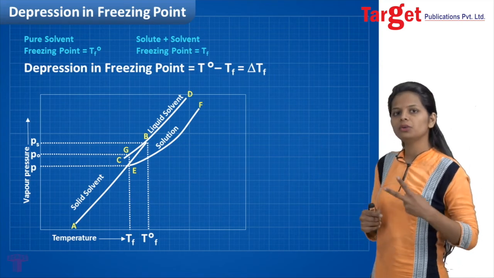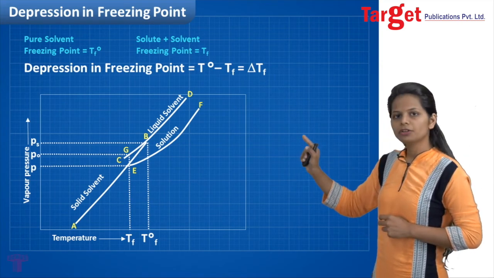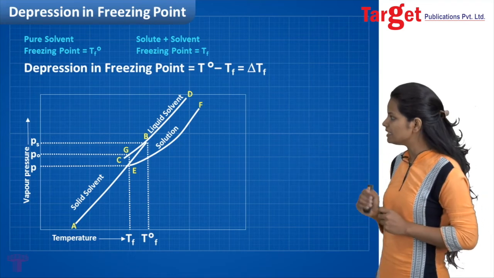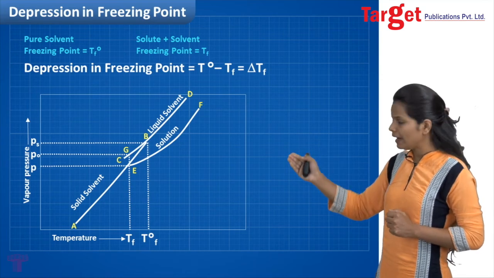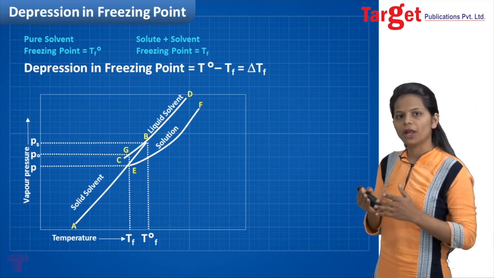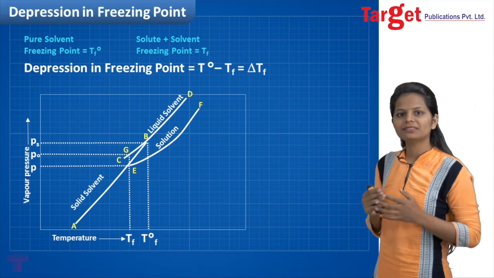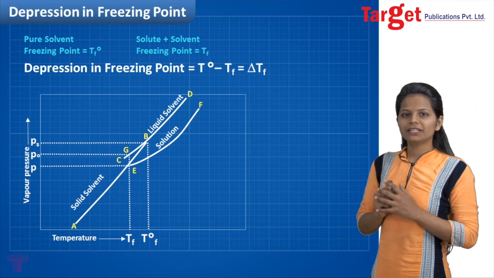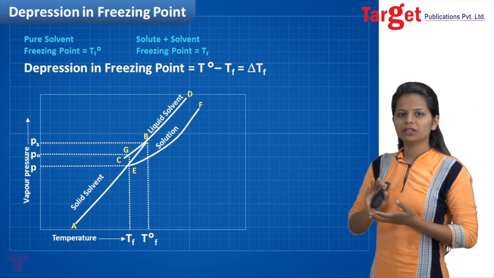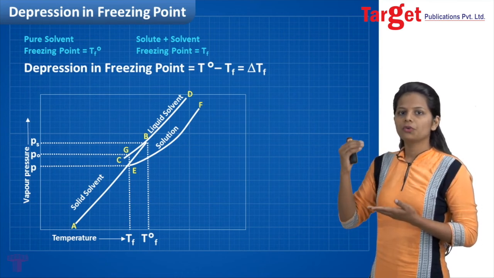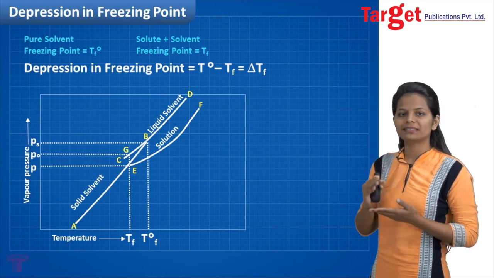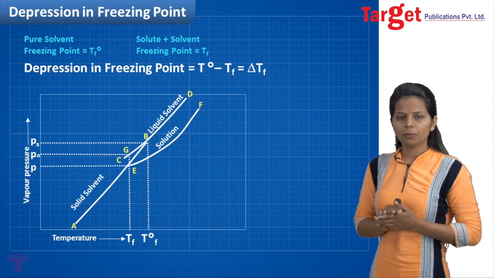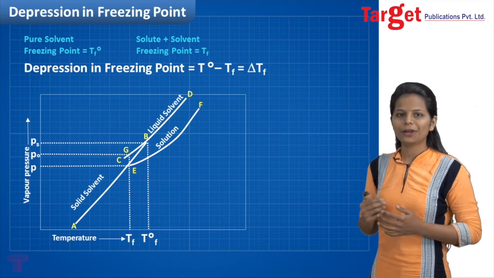I want you to focus on the two other curves that we have: the curve which is solution and the other curve which is solid solvent. If you see, the solution and the solid solvent are meeting at a point on the x-axis called Tf, which is definitely lower than T0f. And that's why we can conclude that when we add a solute in the solvent, the temperature, which is the freezing point, is lowered as compared to the pure solvent. With this, we've covered the two colligative properties, which are elevation of boiling point and depression in freezing point.